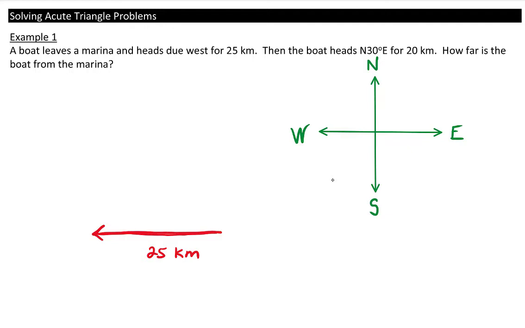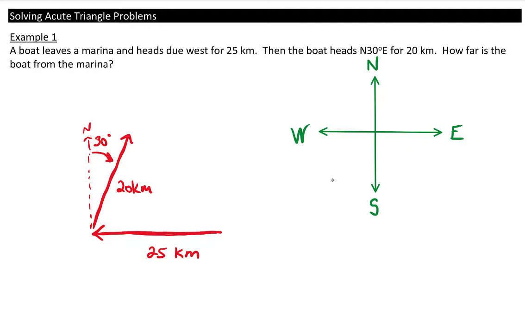So remember, north is pointing up. So let's draw a line going up. So there's north, but it has to go 30 degrees to the east. So east is to the right. So this would be north 30 degrees to the east. And that is for 20 kilometers.